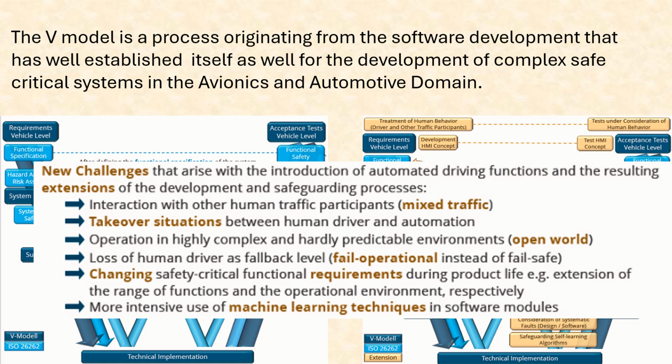up to L2 level. Operation in highly complex and hardly predictable environments, loss of human driver as fallback level, and changing safety critical requirements during the product life cycle. So functional requirements are also drastically changing. So these are all the various challenges that development engineers are facing, and the V model is helping those engineers to overcome those challenges in a seamless, easy manner.